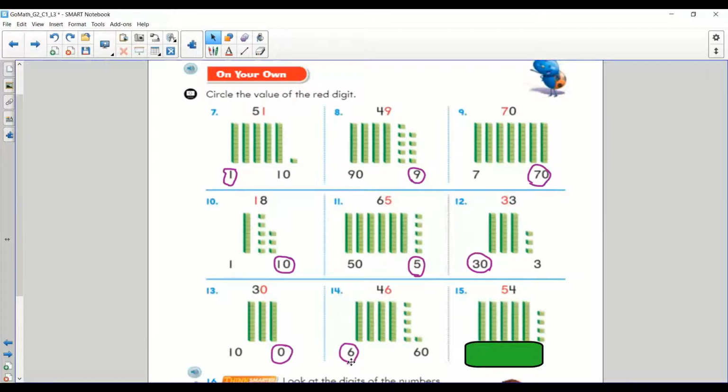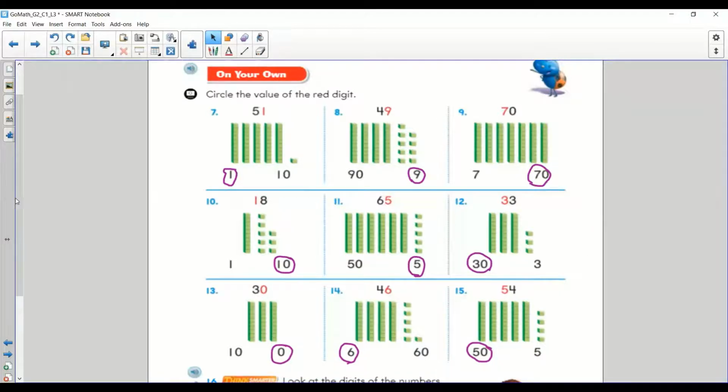Now notice we don't want to get confused because the number 6 is on the right. We don't want to automatically pick the 60 over on the right because this goes with these little 6 ones, and there's our number 6. So 54, 5 tens, 10, 20, 30, 40, 50. And there it is, 50.